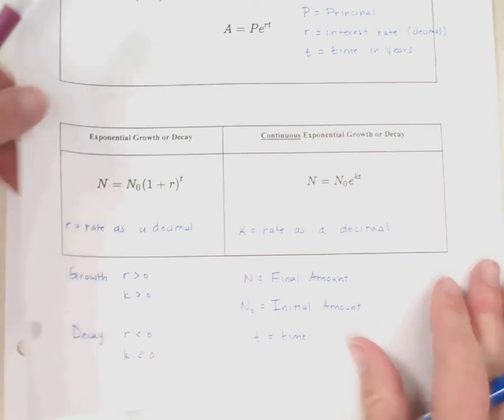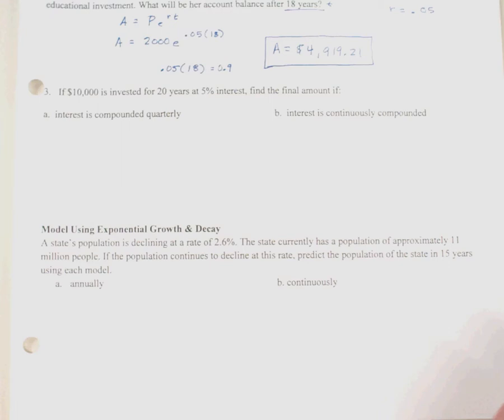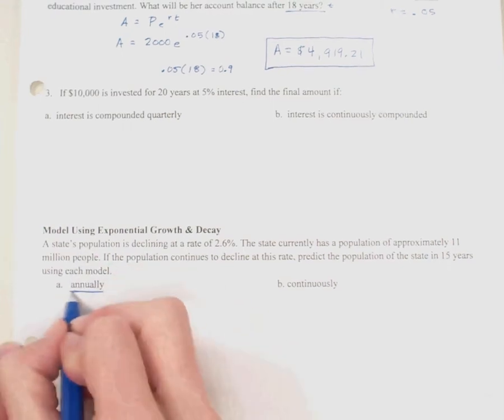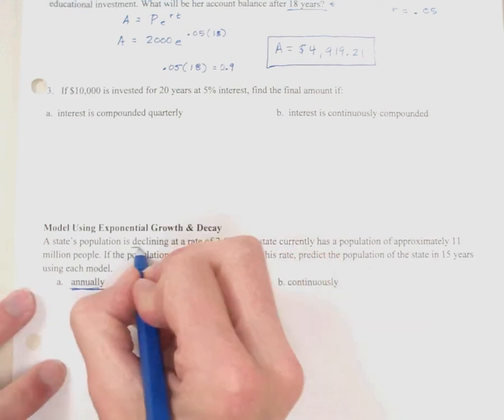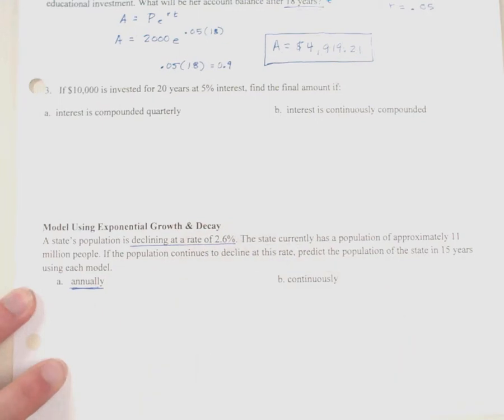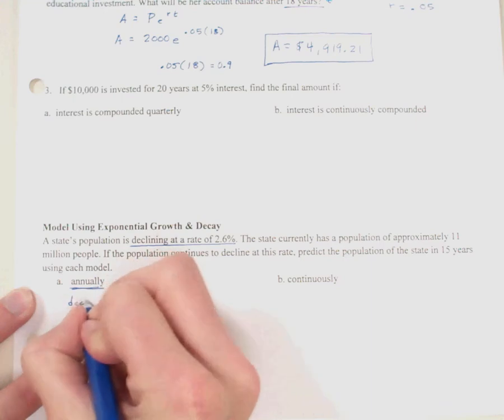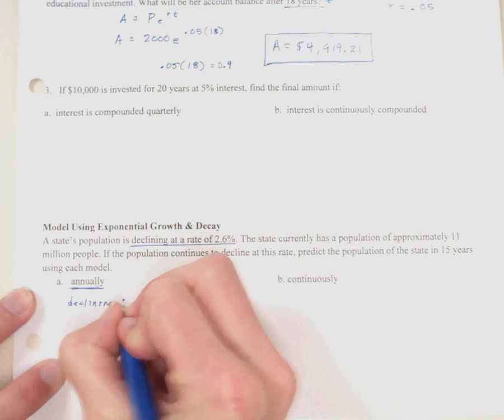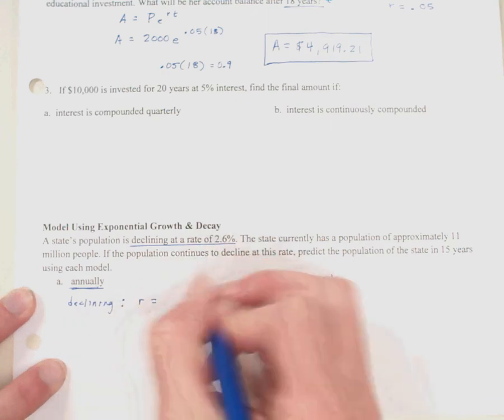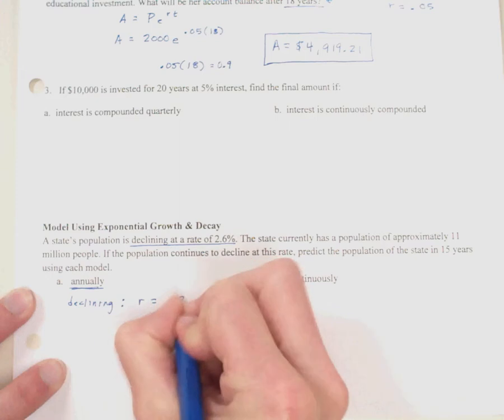Okay, so for letter A, first of all, we are calculating this annually. Annually means one time a year. A state's population is declining at a rate of 2.6%. If it is declining, then our rate has to be negative. So I'm going to write down declining. So know that this is decay. Our rate as a decimal, moving the decimal place left 2 spaces, is 0.026.